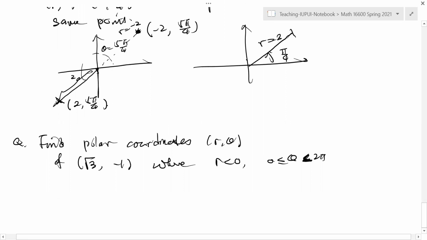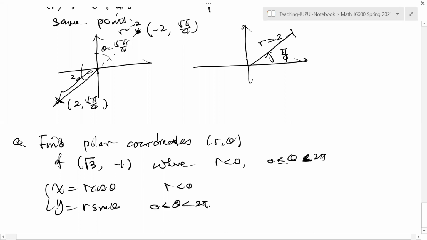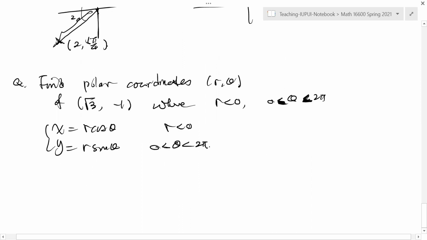What we're trying to find out is x equals r cosine theta, y equals r sine theta. Here r is negative, theta is between 0 and 2 pi. So we're trying to express x as square root of 3, and y as negative 1. Okay, how can I do that?